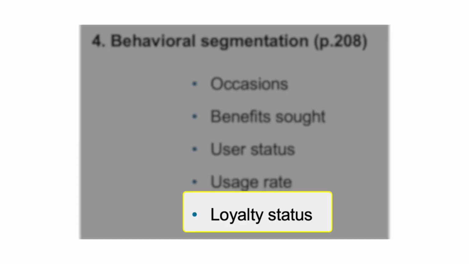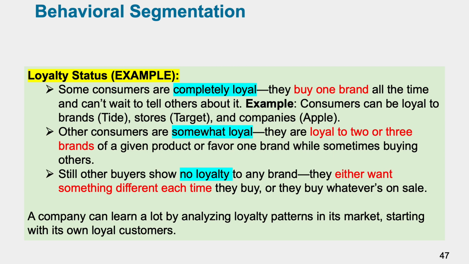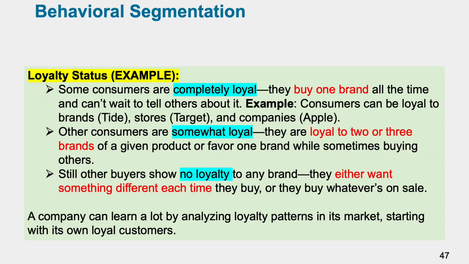The next type is loyalty status. Consumers can be loyal to brands, and buyers can be divided into groups according to their degree of loyalty. Some consumers are completely loyal. They buy only one brand all the time and can't wait to tell others about it. For example, consumers can be loyal to brands like Tide, stores such as Target, or companies like Apple, which could be the single brand that customers are loyal to.